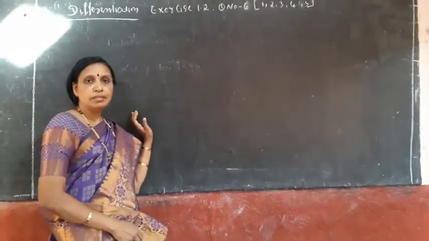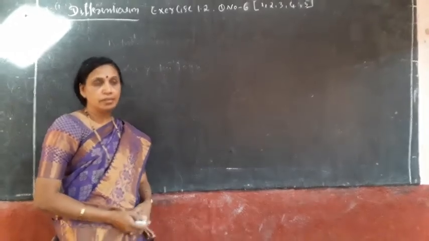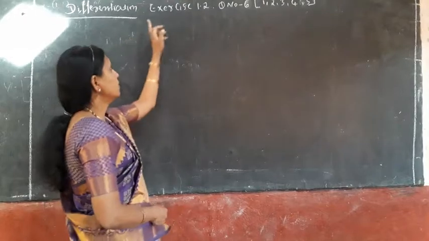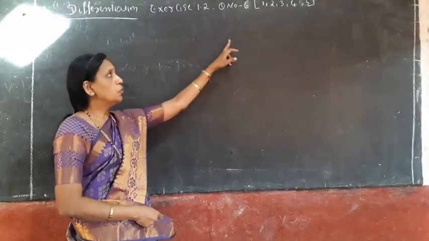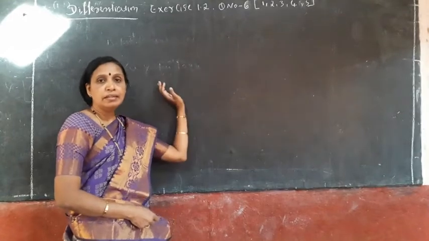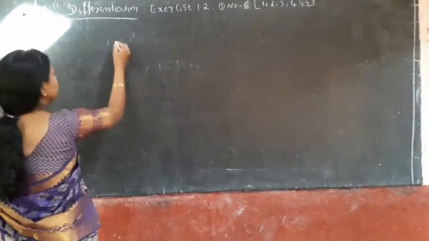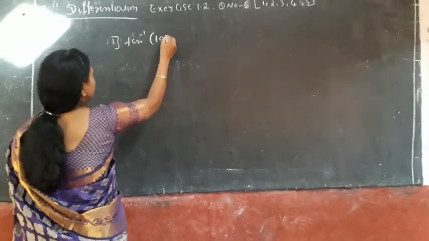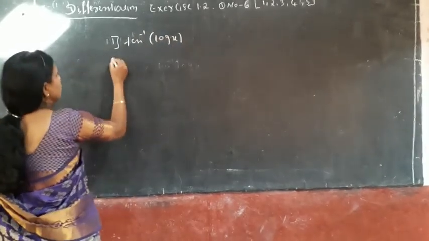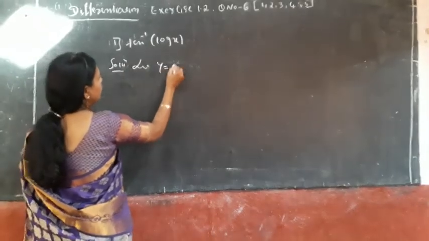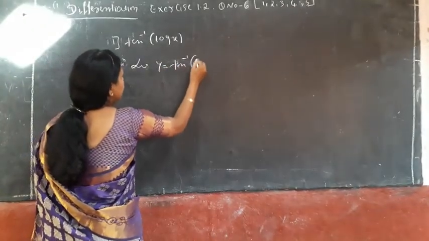Today we are going to discuss differentiation of inverse trigonometric functions. That is exercise 1.2, question number 6, sub questions 1, 2, 3, 4, 5. Let us see the examples one by one. First one, tan inverse of log x. First, define the function. Let y equal to tan inverse of log x.